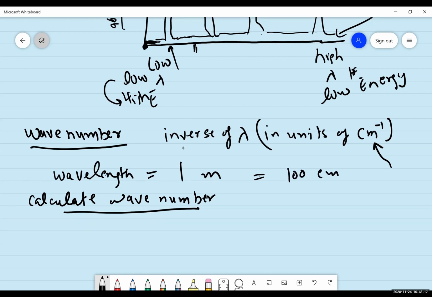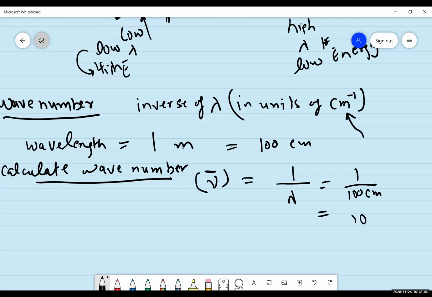So 100 centimeter. And so wave number is denoted by the symbol nu with a bar on top. So that's the symbol for wave numbers. Okay. And so this will be equal to 1 divided by wavelength. So 1 divided by 100 centimeter, which equals 10 to the negative 2 centimeter inverse. So this is the value of wave number in this case.